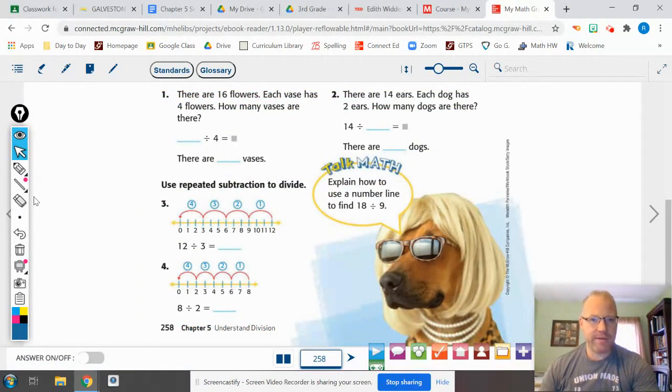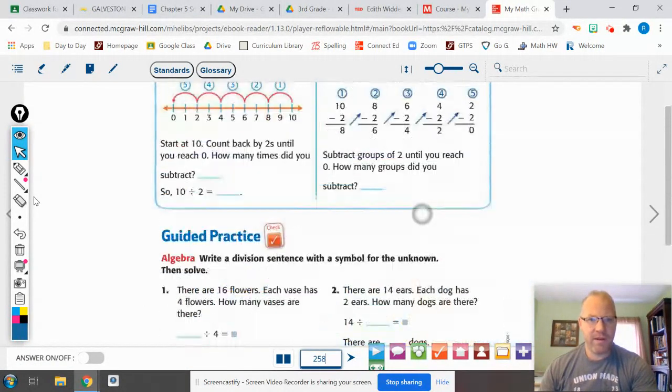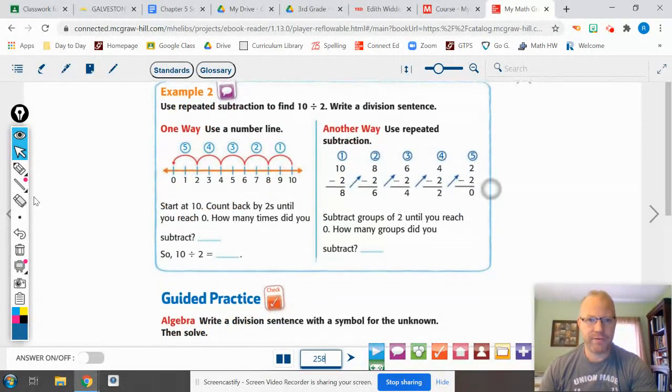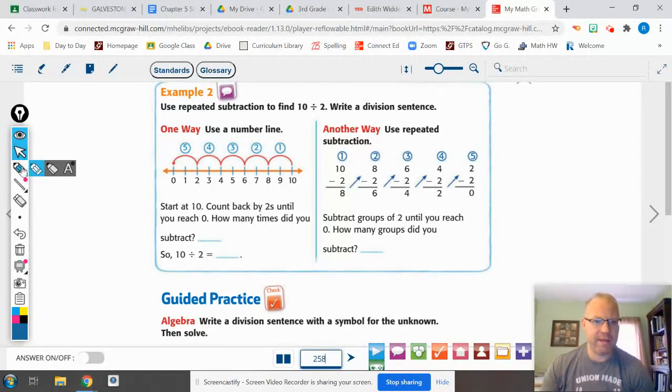As we go into page 258, this is our practice for example 2, and then we're going to do our guided practice. Goodness, my computer is super slow. This happens. All right. So example 2 says use repeated addition or repeated subtraction to find 10 divided by 2. Then write a division sentence.